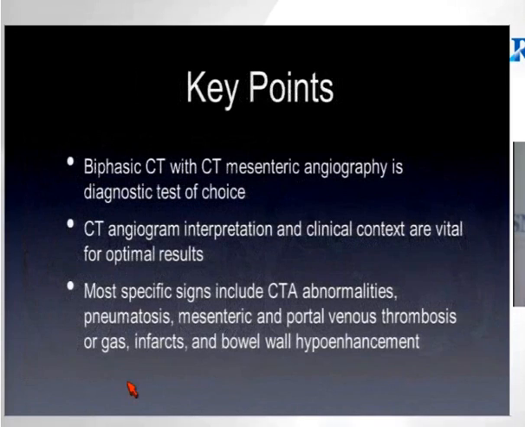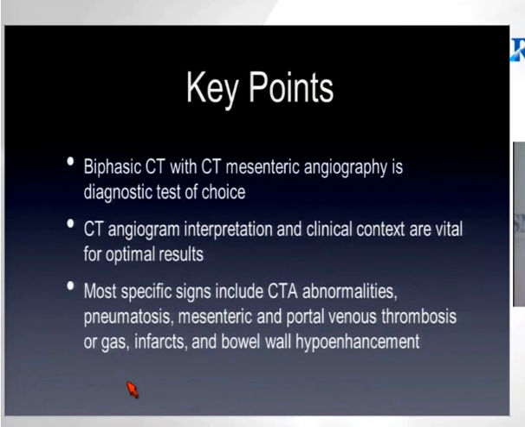So to conclude then, hopefully I've convinced you that a biphasic scan with CT angiography is the diagnostic test of choice in these patients. And I want to stress that the CTA interpretation is key and probably responsible for that 15 to 20% increase in sensitivity that we've seen in recent years.